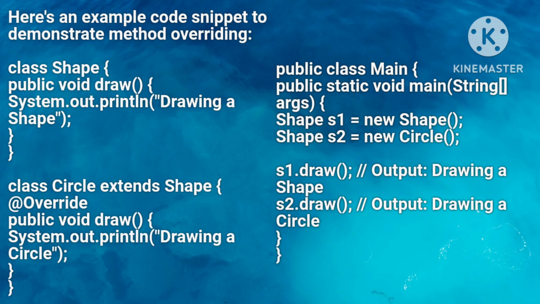Here's an example code snippet to demonstrate method overriding. Class Shape. Public void draw. System.out.println, "Drawing a shape". Closing curly bracket. Closing curly bracket. Class Circle extends Shape. @Override. Public void draw. System.out.println, "Drawing a circle". Closing curly bracket. Closing curly bracket. Public class Main. Public static void main, String args. Shape s1 equals new Shape. Shape s2 equals new Circle. s1.draw, output, drawing a shape. s2.draw, output, drawing a circle. Closing curly bracket. Closing curly bracket.